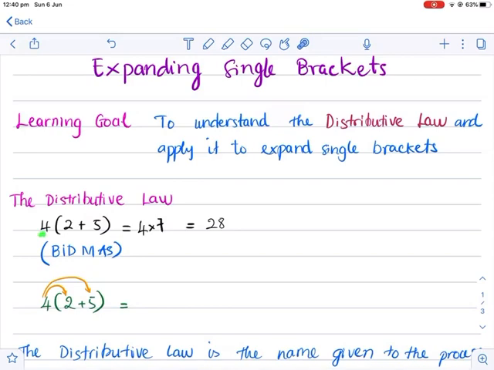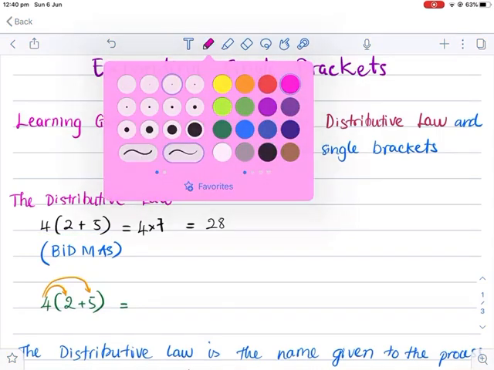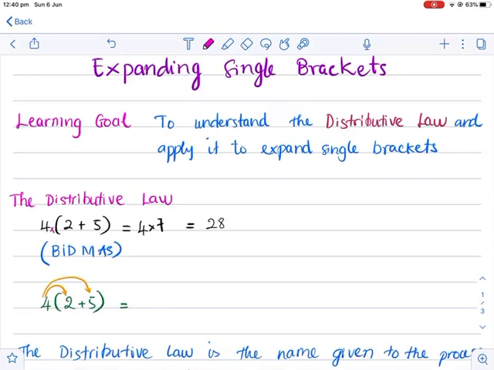For the first example, I have 4 times (2 plus 5). You know that if I don't write anything here, there is a little multiplication here. So 4 times (2 plus 5), we're going to use BIDMAS. We work with the number inside the bracket first, which is 2 plus 5. 2 plus 5 is 7, and then 4 times 7 is 28. We all know about this one.